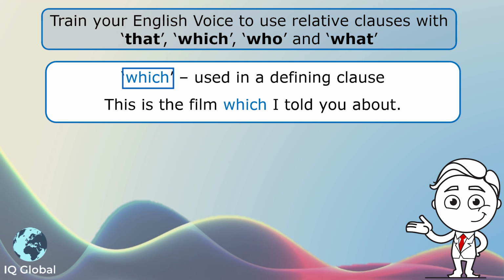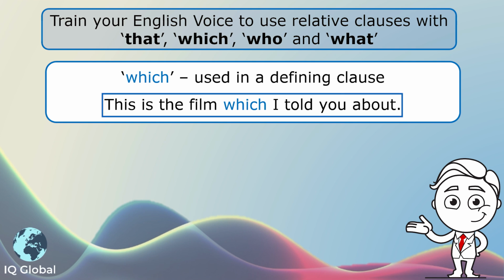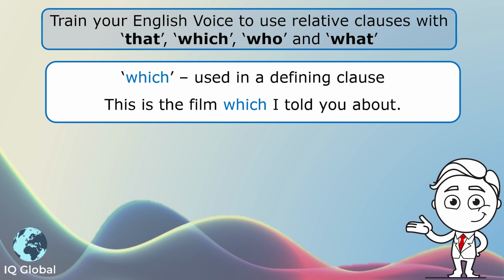Next, which. Which is used in a defining clause. Have a look at the sentence example. This is the film which I told you about. This is a defining clause which defines the film as the one I told you about.